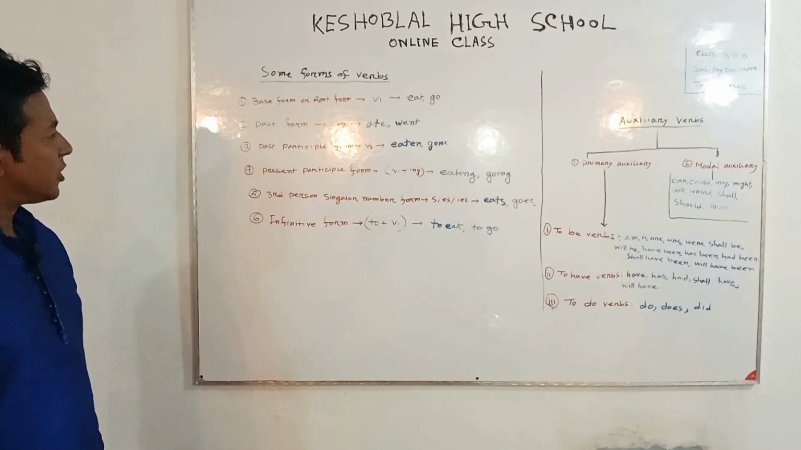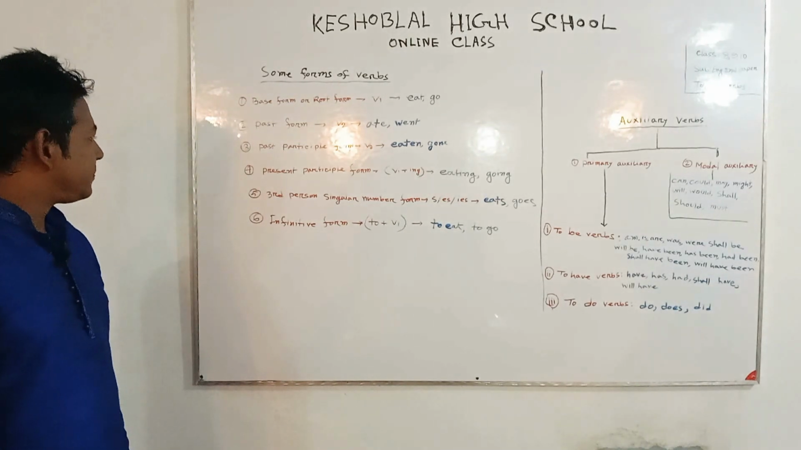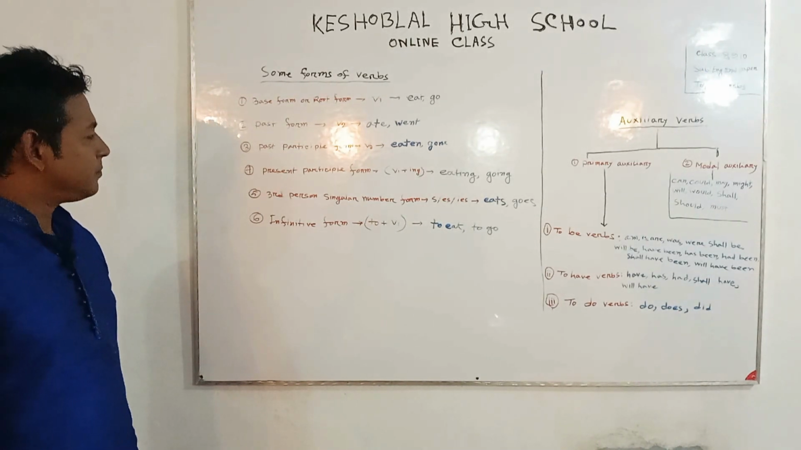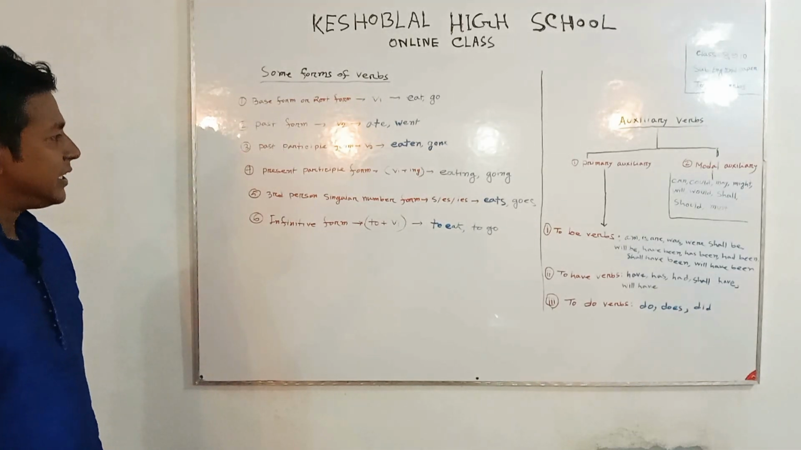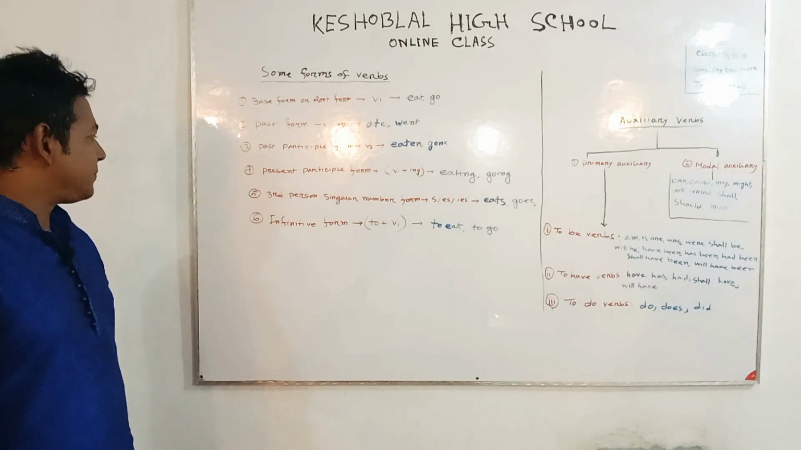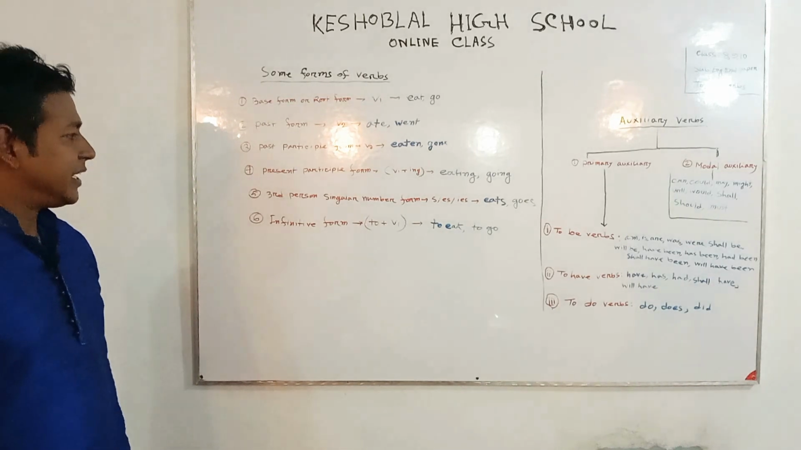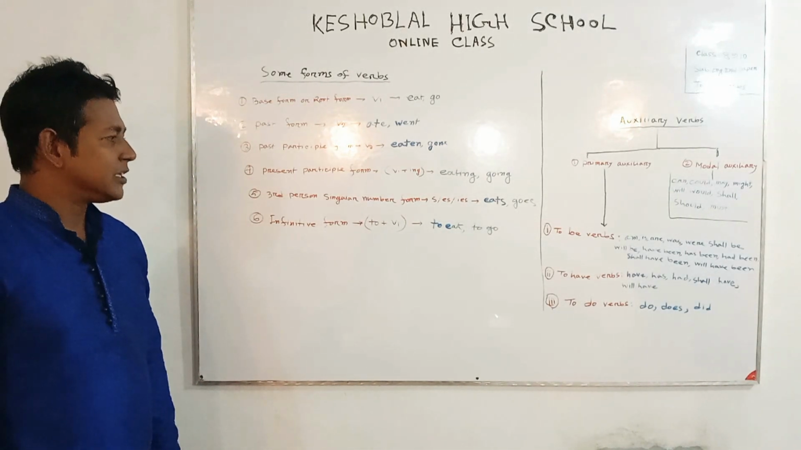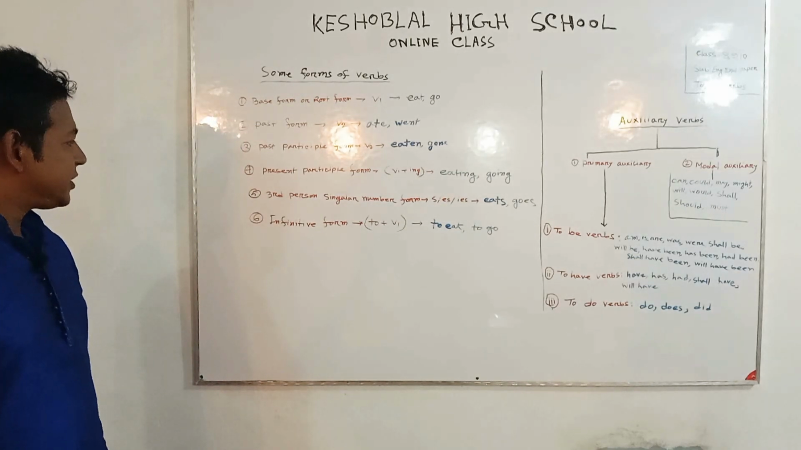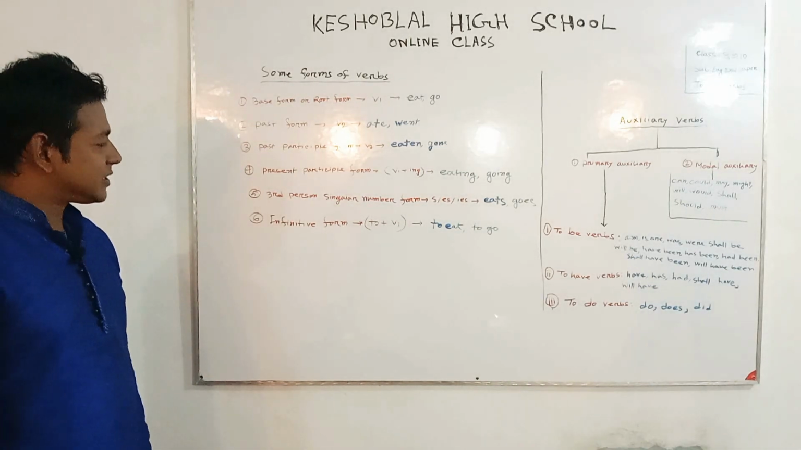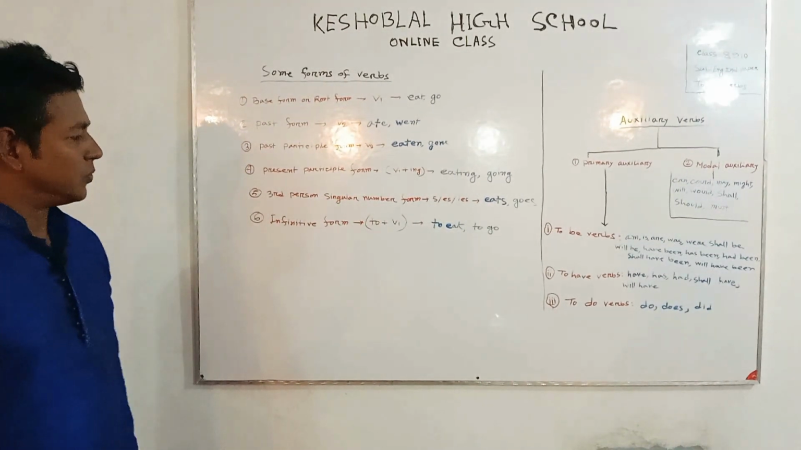Number 3, past participle form, V3. For example, eaten, gone. Number 4, present participle form, V1 plus ing. For example, eating, going. Number 5, third person singular number form, s or es or ies. For example, eats, goes. Number 6, infinitive form, to plus V1. For example, to eat, to go.